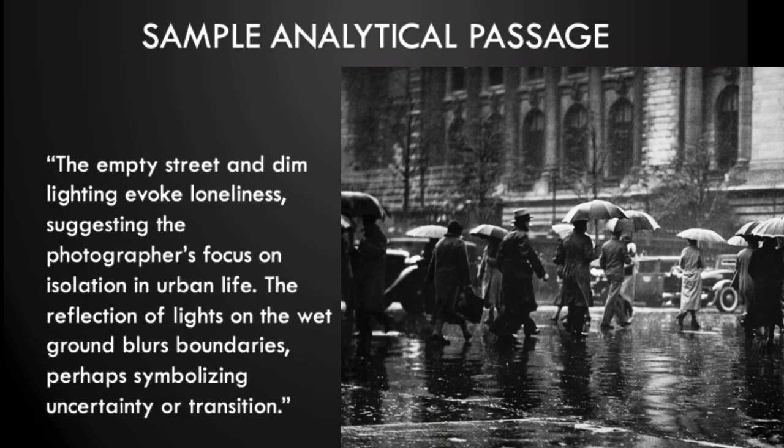The empty street and dim lighting evoke loneliness, suggesting the photographer's focus on isolation in urban life. The reflection of lights on the wet ground blurs boundaries, perhaps symbolizing uncertainty or transition. Notice that this passage goes beyond describing details. It probes into the lighting, which the writer figures out as evoking loneliness. An analytical statement of the photographer's manner or attitude in the moment is also present in the passage. He is focused on isolation in urban life.